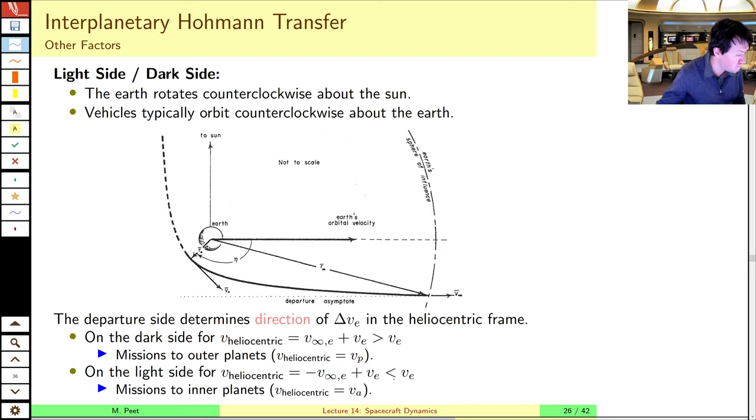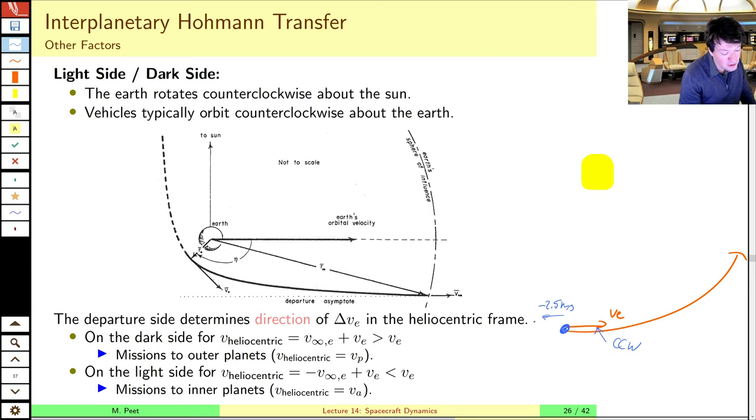Now, again, this light side, dark side, the relative velocity after you left the Earth's sphere of influence, whether you want that to be positive or negative. So let's draw a picture here. Here's the sun. Here's the orbit of the Earth. And now for Venus, here's the Earth. We want our velocity with respect to the Earth to be in the negative direction, opposite. So remember, the Earth is moving counterclockwise. And so we want our velocity with respect to the Earth to be negative 2.5 kilometers per second. So that direction, this direction.